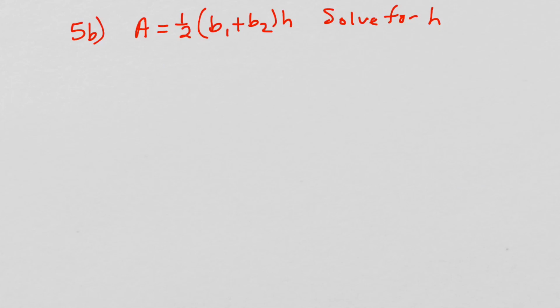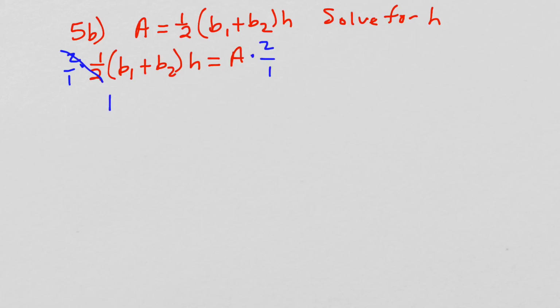So is the H on the left? It's not. So we're going to do symmetrical. So 1/2 B1 plus B2 times H is equal to A. What math operation is the 2 doing? The 2 is dividing, so we're going to multiply both sides by 2. This cancels out the 2 and leaves us with B1 plus B2 times H is equal to 2A.